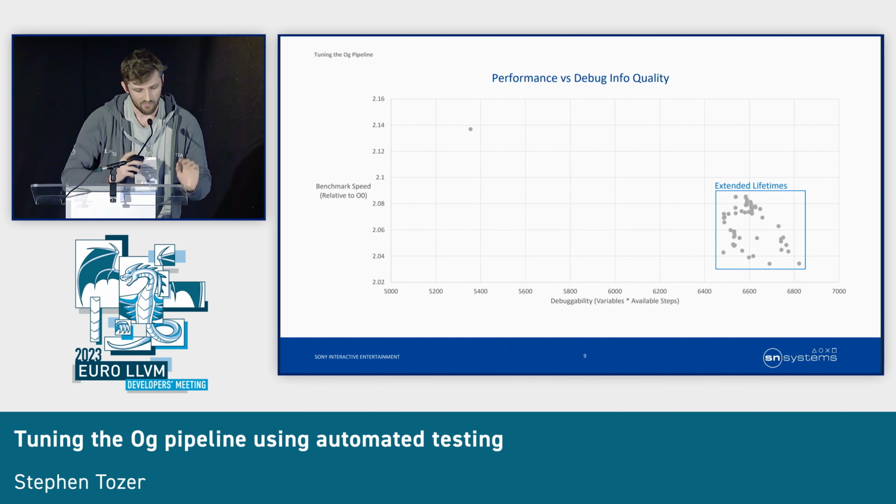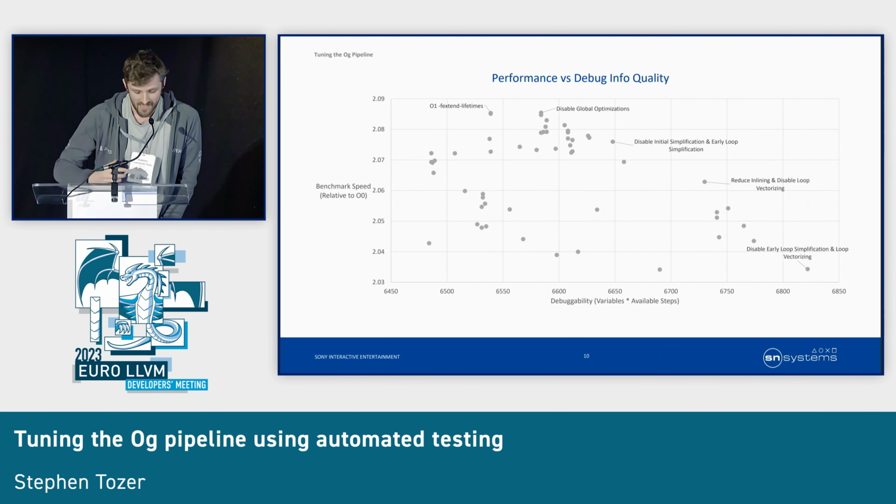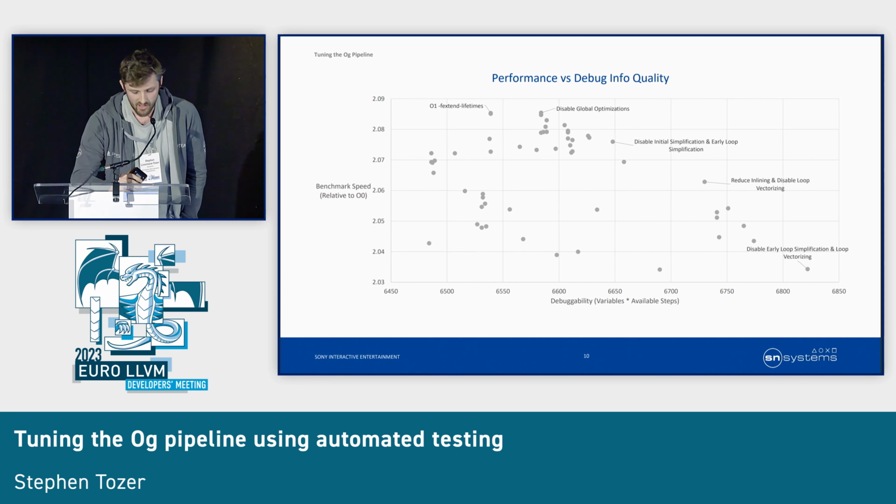So for clarity, we'll focus in on the results that used extended lifetimes. On the whole, there are few free wins. Many of the tested pipelines have poor trade-offs of debuggability for performance, and some even made debuggability worse. Labeled here are the optimal results for any linear trade-off of performance and debuggability. Although we can't infer too much from this first round of results, there are a few interesting trends.